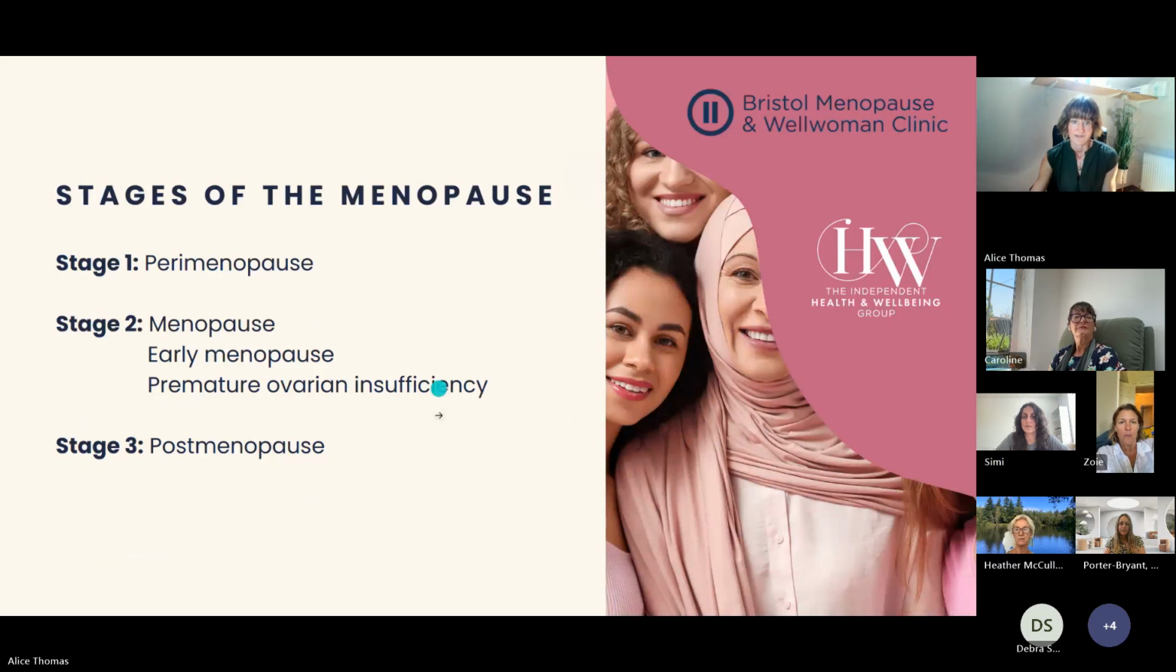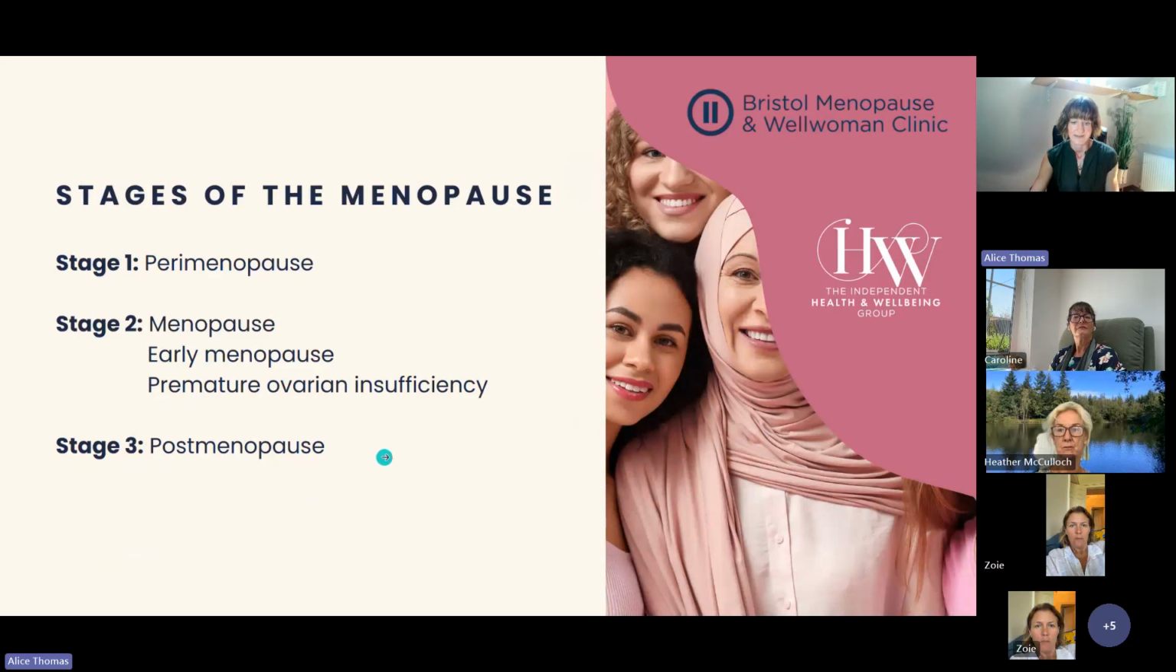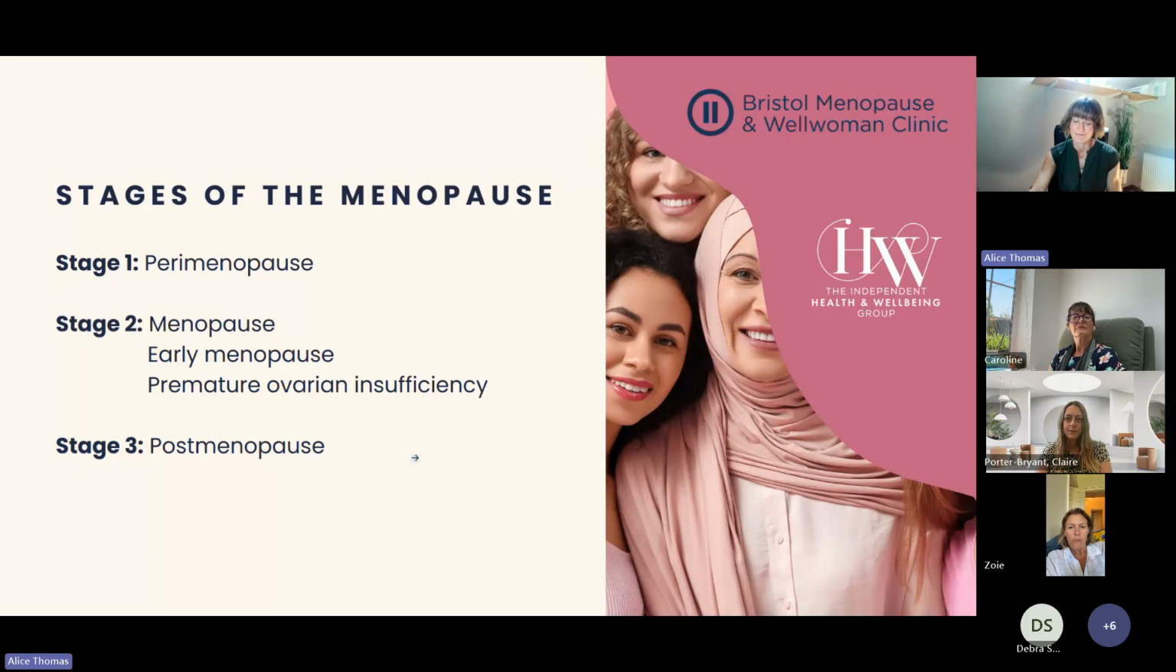So what is the menopause? Menopause is a natural biological milestone in a woman's life, and it happens when the ovaries stop releasing eggs and produce less estrogen and progesterone. And this is a point in time when menstrual periods stop permanently, and it marks the end of the reproductive years.